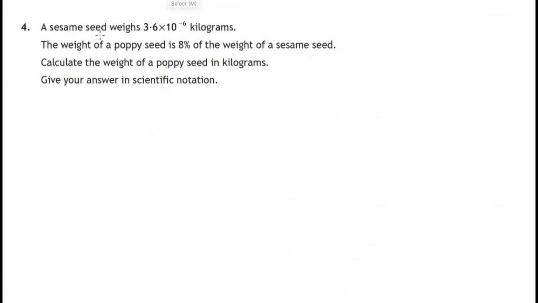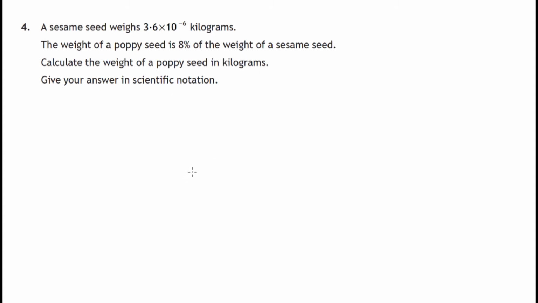Question: we're told that a sesame seed weighs 3.6 times 10 to the minus 6 kilograms. Strange units to use for measuring a sesame seed, kilograms. And we're also told that the weight of a poppy seed is 8% of the weight of a sesame seed. We're asked to calculate the weight of a poppy seed in kilograms.